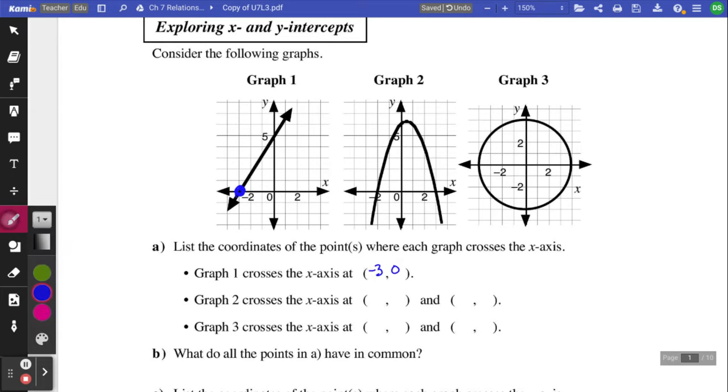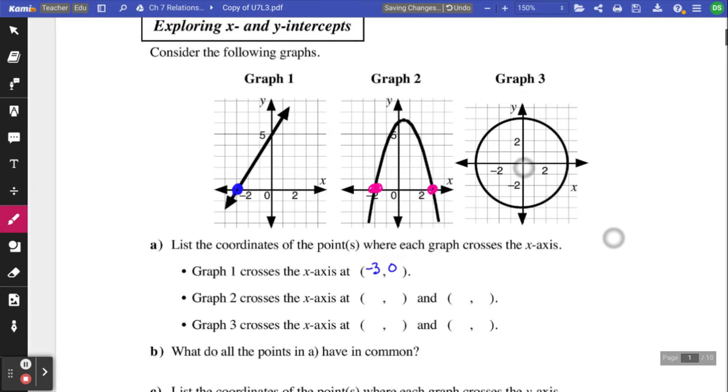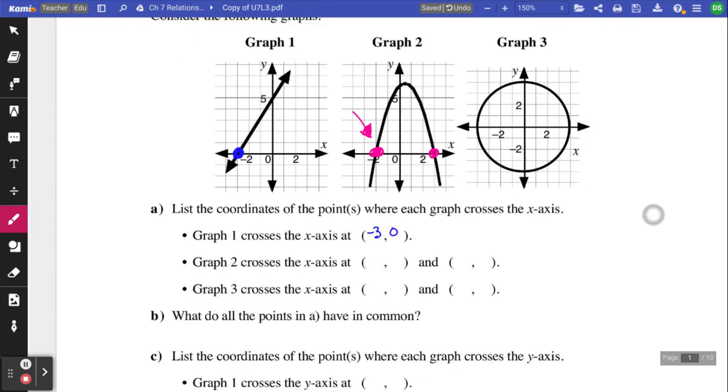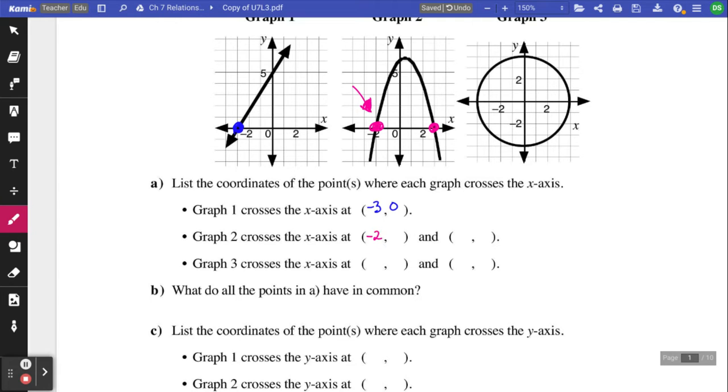Where does graph 2 cross the X-axis? Right here and right here. So if I had to give the values of that, let's give the left-hand one first. What would you say that the coordinates of that point are? Ben, try. Negative 2, 0. That's right. You always say, how far left or right did I go first? And how about this one over here on the right-hand side? 3, 0. Good.